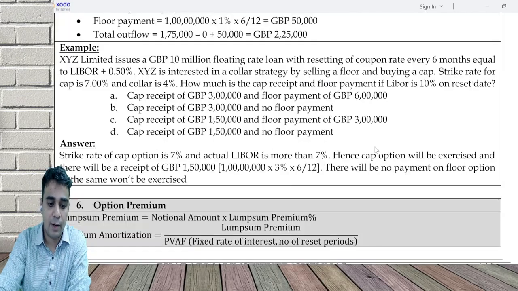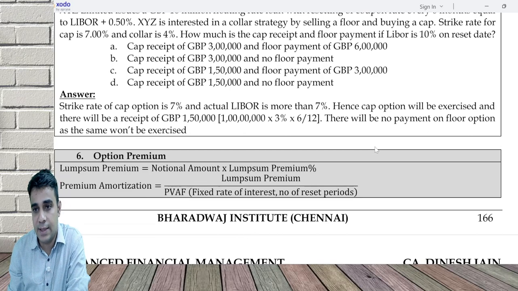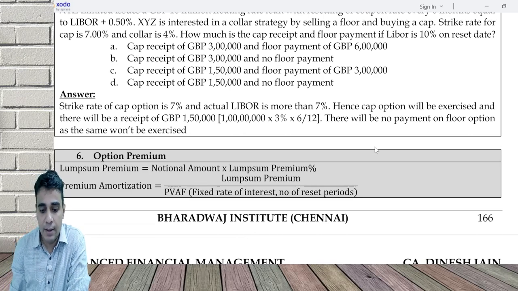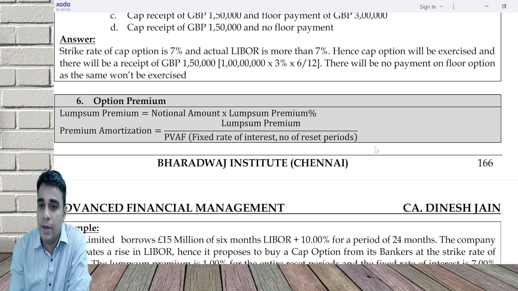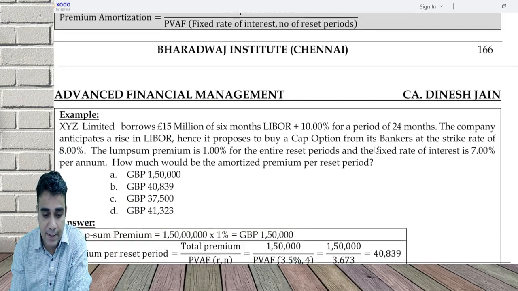Now I'll come back to certain other important terms in interest rate futures because I've not touched on that. That's where you had asked a doubt. I'll clarify that. Option premium is equal to the lump sum premium, which is the notional amount into the lump sum premium percentage. Premium amortization is equal to the lump sum premium divided by PVAF, fixed rate of interest, comma, number of reset periods.